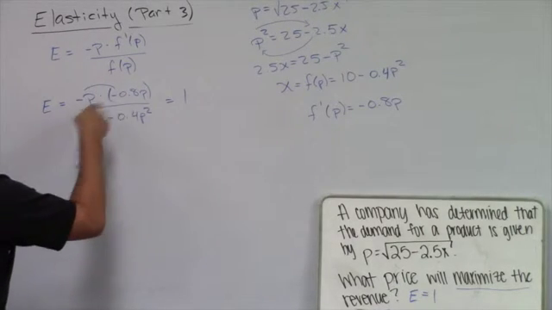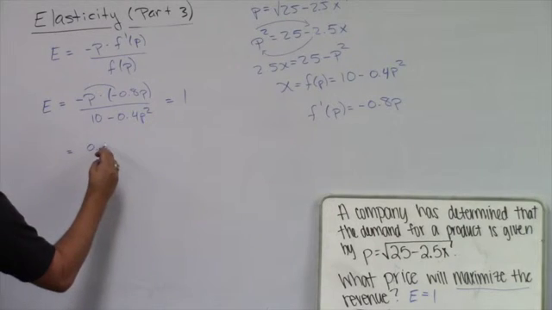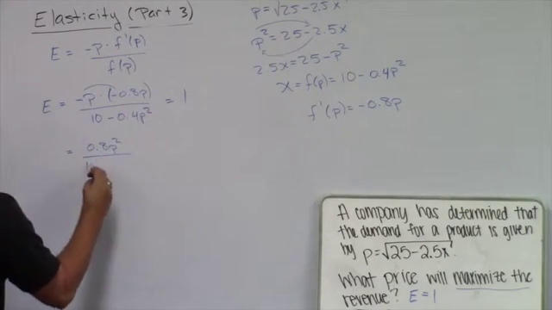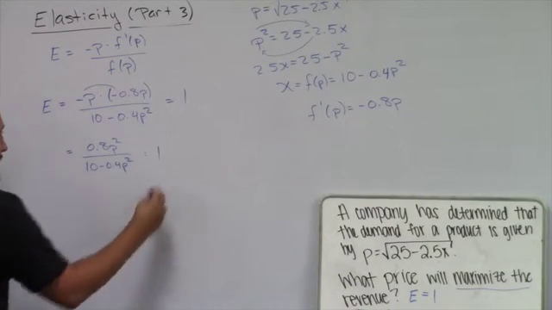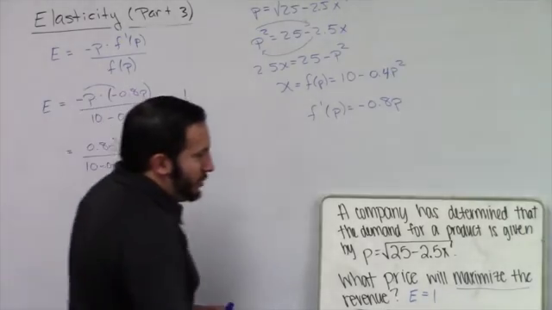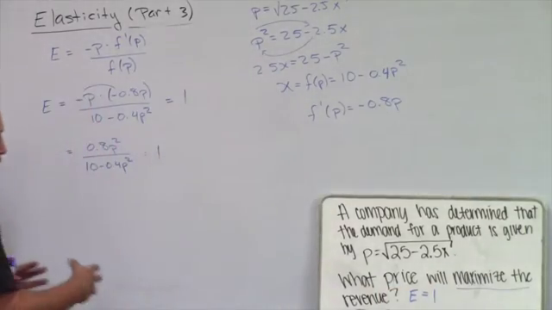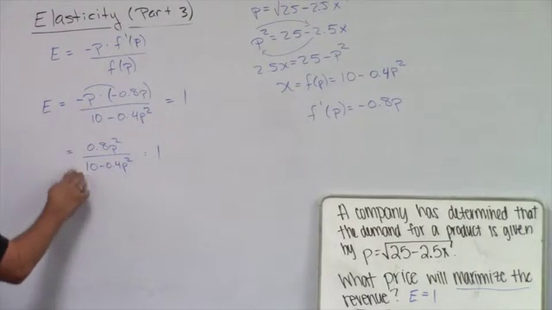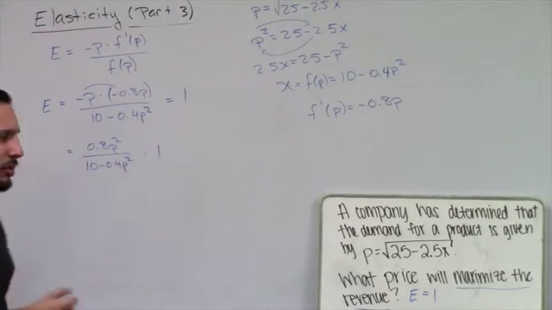This negative P times a negative 0.8P is going to be positive 0.8P squared divided by 10 minus 0.4P squared, and I'm going to set it equal to 1 because this is when my revenue is maximized. Your revenue is maximized when your elasticity equals 1. Now how am I going to do this? Notice I have a fraction equal to 1. I don't want a fraction, okay? That makes it really complicated.